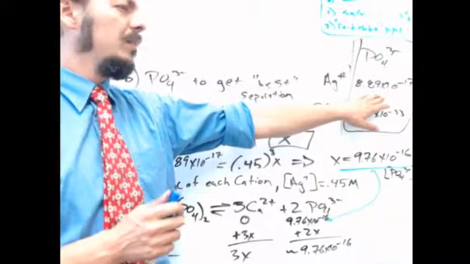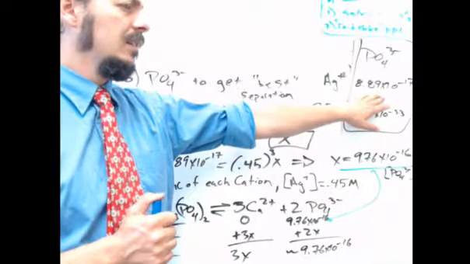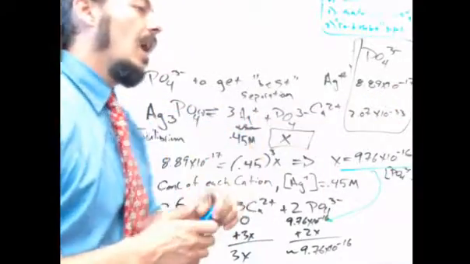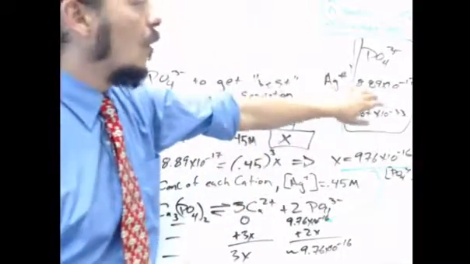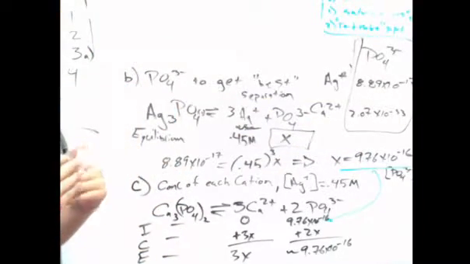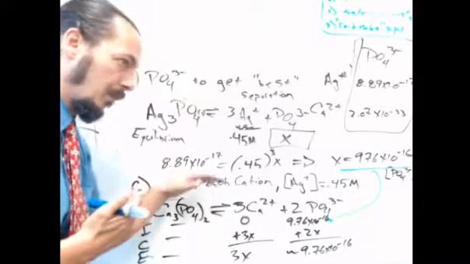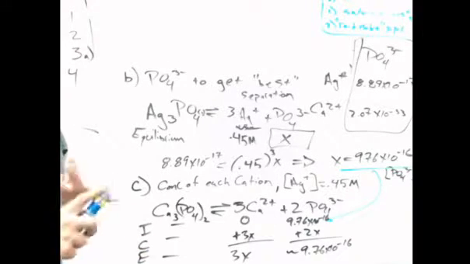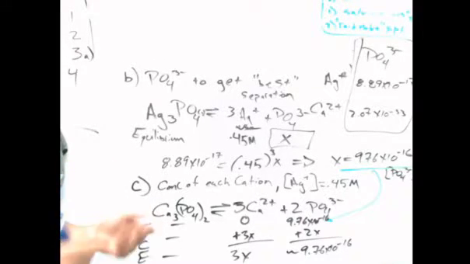8.89 times 10. What number did you get? I got 2.6 times 10 to the negative 18. Close enough. When you get down to these low Ksp values, you'll see quite a bit of variation between different texts. As long as you did the same process and got the same kind of idea, you'll be fine. I will provide the Ksps on the exams and the quizzes, so that kind of uncertainty is removed.